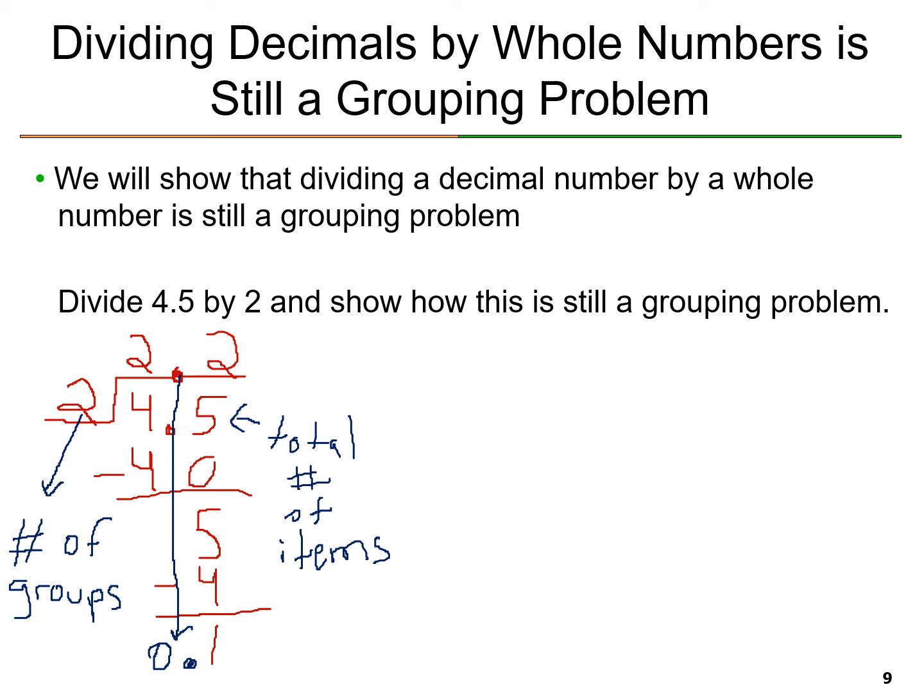And then the quotient is how many items are in each group. So that is how many items, bear with me here. It's a little bit slow writing on the screen here with my mouse. How many items will be in each group?